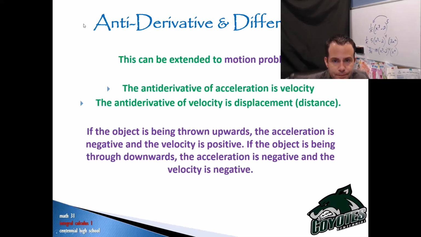If the object is being thrown upwards, the acceleration is negative and the velocity is positive. If the object is being thrown downwards, the acceleration is negative and the velocity is negative. So whether I'm throwing upwards or downwards, acceleration is going to be negative. But when I'm going upwards, velocity is positive, and when I'm going downwards, velocity is negative.